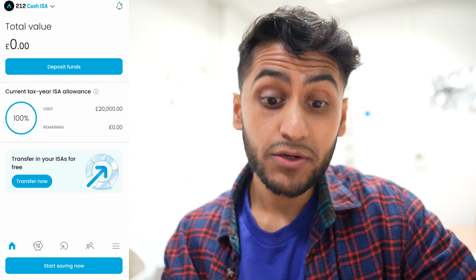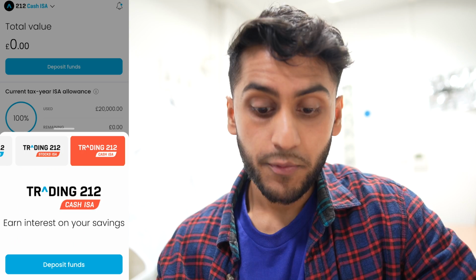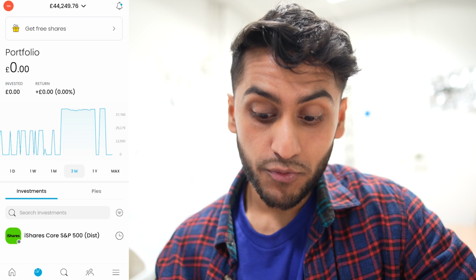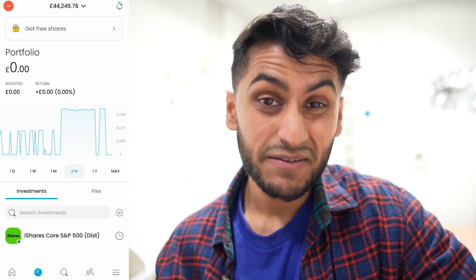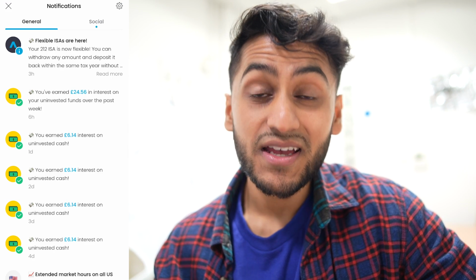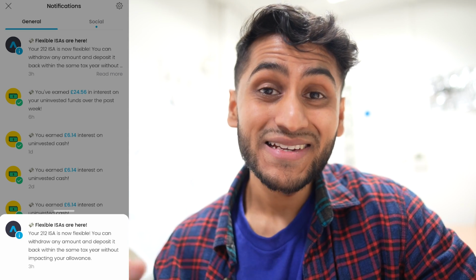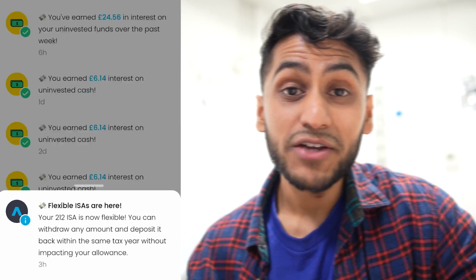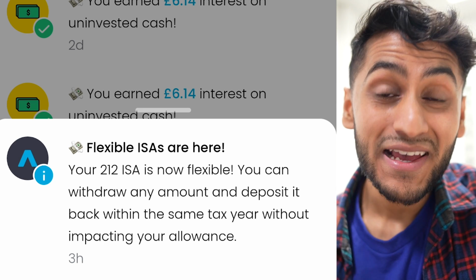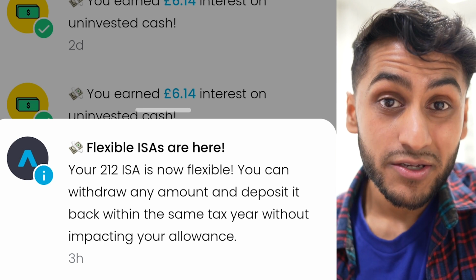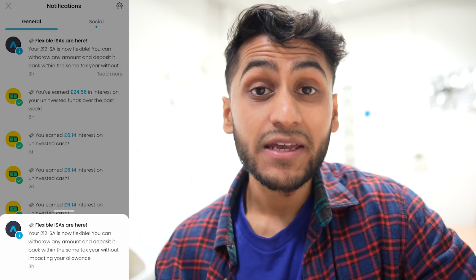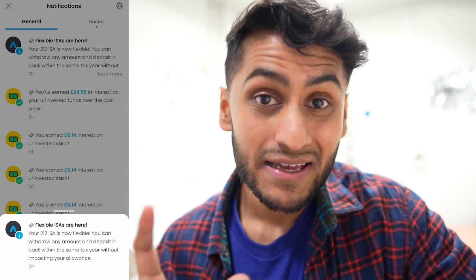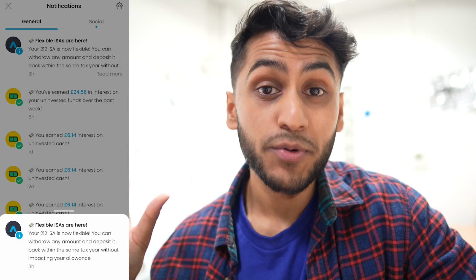Now, if we click this button over here, Trading 212 Cash ISA, we can go into Trading 212 Stocks and Shares ISA here. And what I wanted to show you was this new notification that I've just received. It says that flexible ISAs are now here. You can see automatically today, Trading 212 has updated my ISA. And it says that my Trading 212 ISA is now flexible, which is absolutely great news to a lot of people. This means that I can withdraw any amount and deposit it back within the same tax year without it affecting my £20,000 per year allowance.